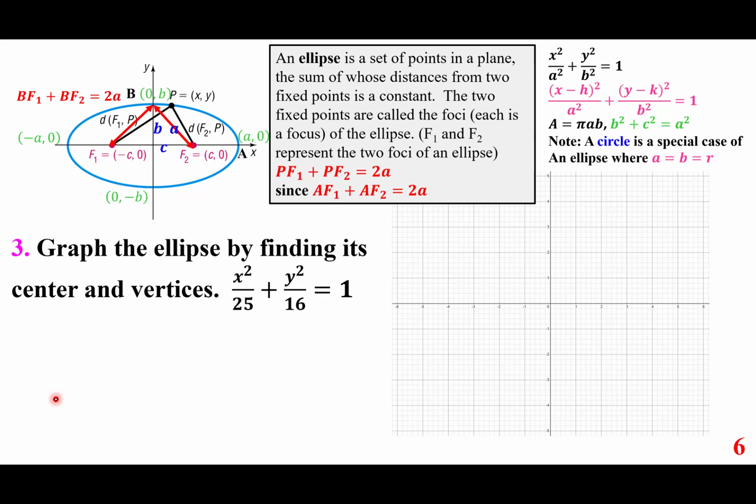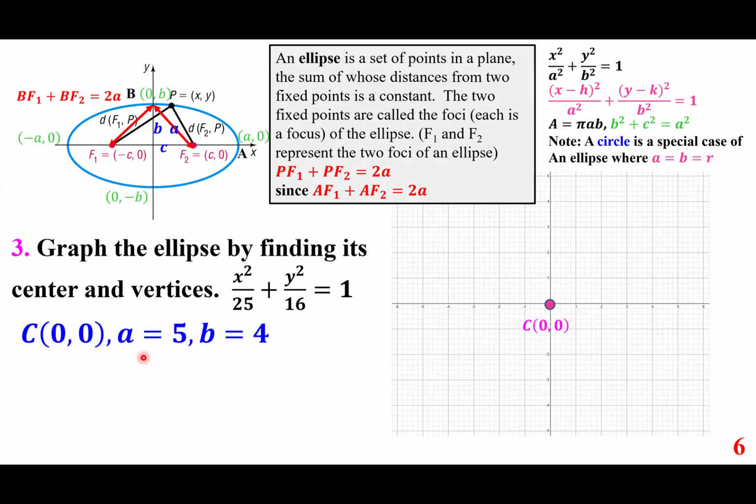So we are dealing with this equation. The center is at 0, 0. A is 5, B is 4, because the square root of 25 is 5. Remember, this is A squared. And the square root of 16 is 4. So we start with the center, which is 0, 0.